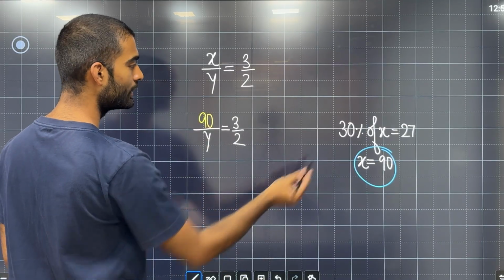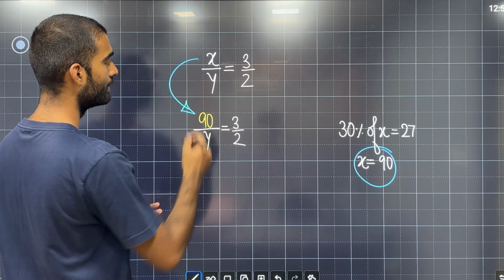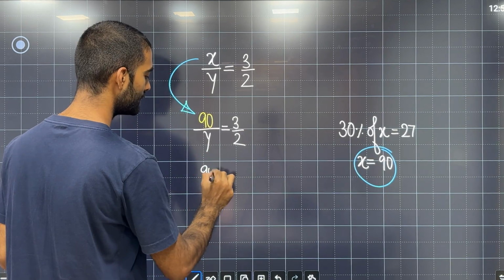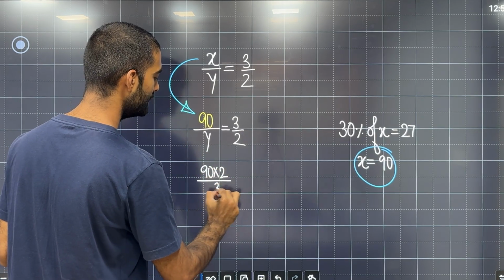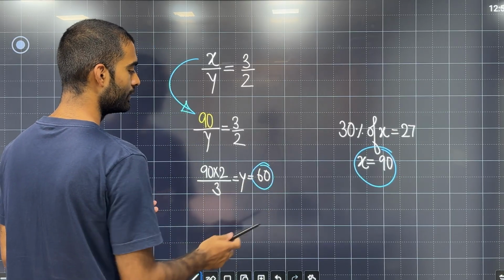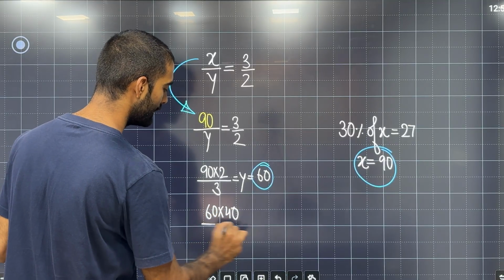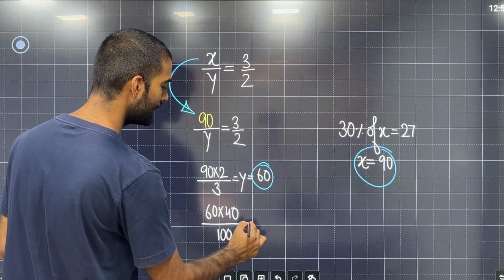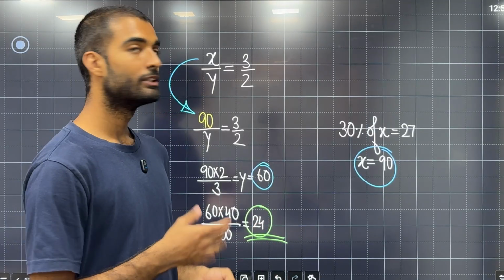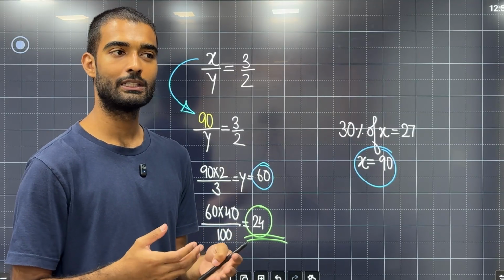Now I just substituted the value of x here and got this equation. Now you can just cross multiply 2 here and 3 here. So it becomes 90 times 2 divided by 3 is equal to y, which comes out to be 60. Now this 60, we have to take 40% of it. So 60 times 40 divided by 100. So 2 zeros cancel out and this comes out to be 24. And this is your answer. So these concepts should brush up your basics and then we would be more comfortable with questions that come in CLAT.